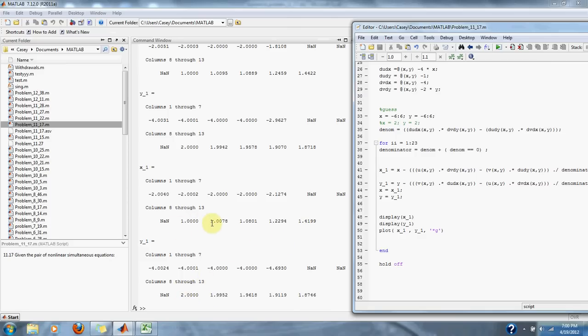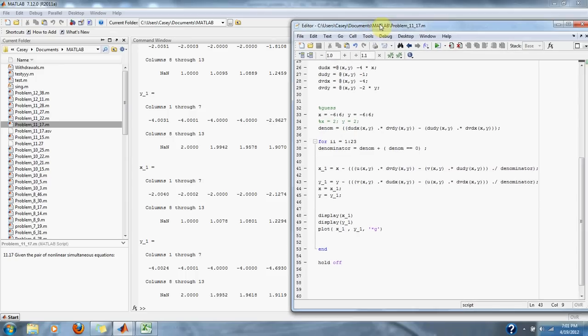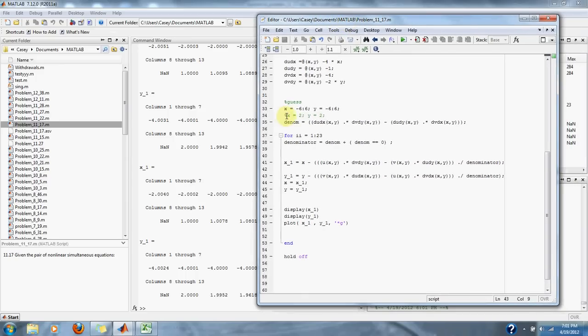And other guesses are also good, but the further your guess is away from your actual root, the worse you are going to be. In some cases, you're never going to converge. So, to simplify it, now that I've shown you from negative 6 to 6, let's just use a guess of 2 and 2.